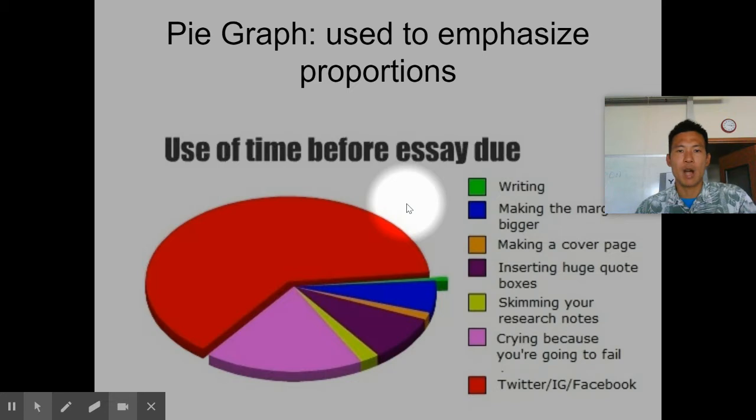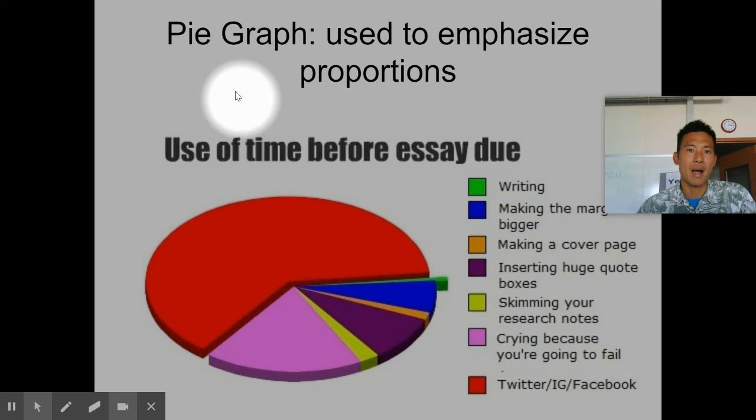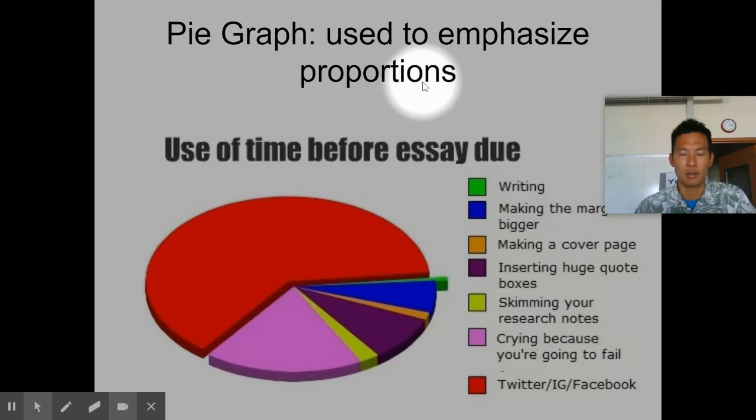Okay, guys, now we're going to go over your different kinds of figures, your different kinds of graphs, and what points they are used to emphasize. First off, pie graphs will be used to emphasize proportions. Anything that's part of a whole, so ratios, fractions, proportions, you guys will be using a pie graph.